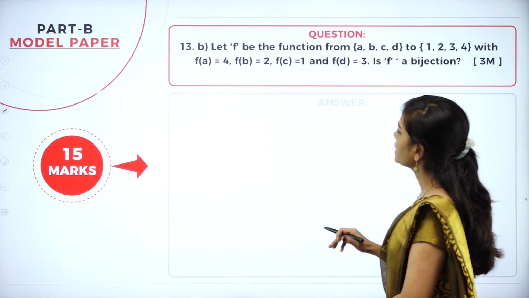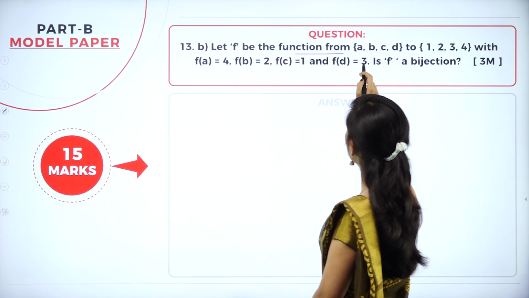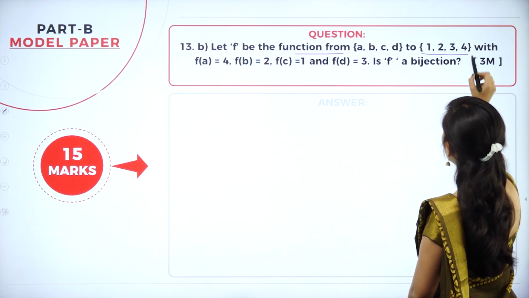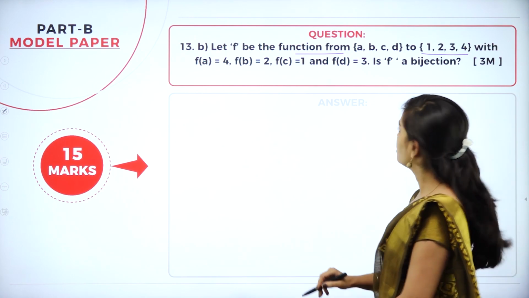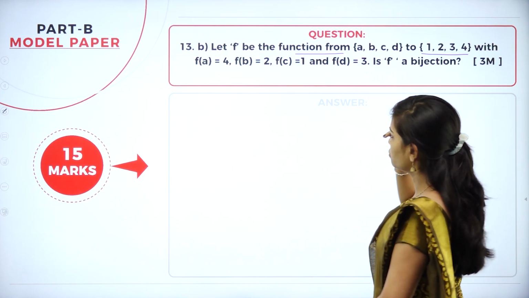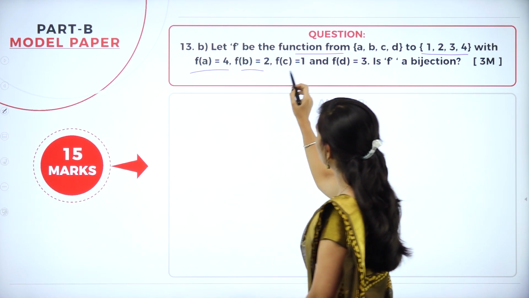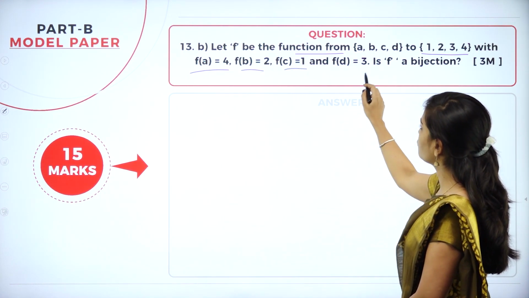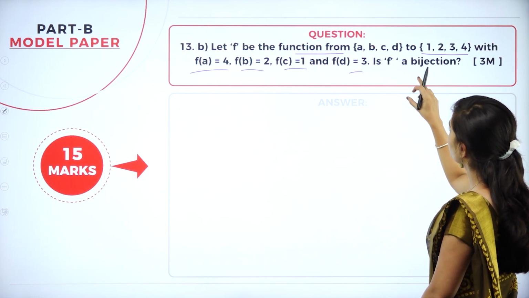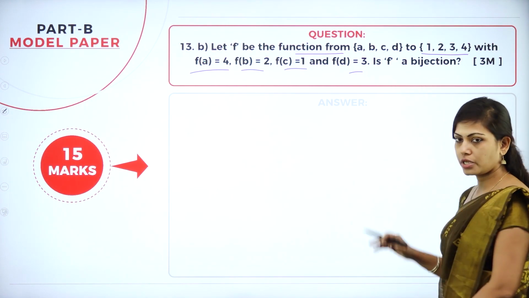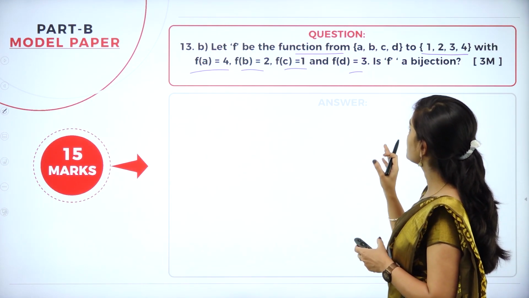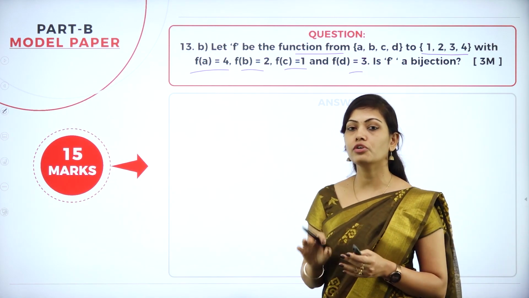And the next one is: let f be the function from {A, B, C, D} to {1, 2, 3, 4} with f of A is 4, f of B is 2, f of C is equal to 1 and f of D is 3. So is f a bijection? Here we have to prove whether this function is a bijection or not.